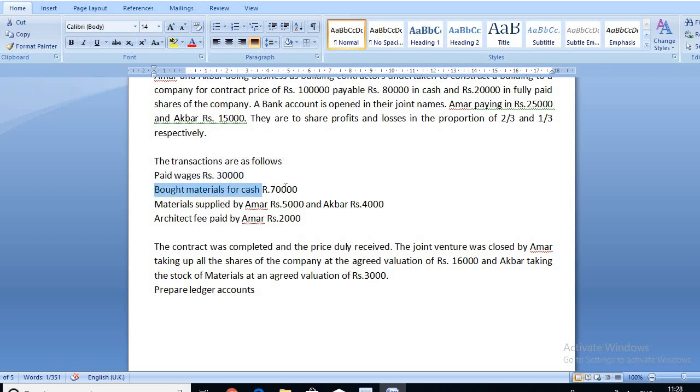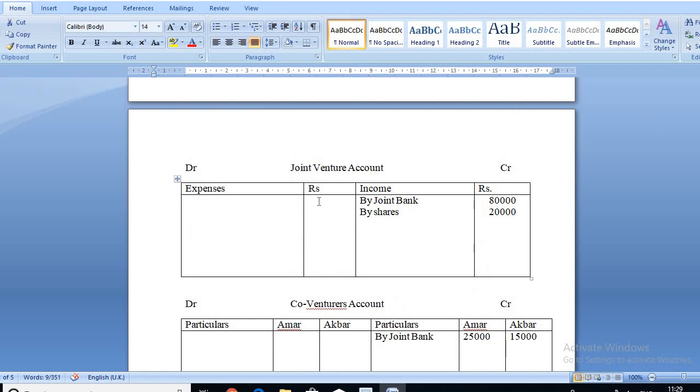Next, bought materials for cash, rupees 70,000. Here also, there is no information regarding who bought materials. So these two payments were made through joint bank. 30,000 plus 70,000 is 1 lakh rupees, expenses paid through joint bank account. These two transactions are expenses, and expenses are recorded in joint venture account. Come to joint venture account: 30,000 wages and 70,000 material, total 1 lakh rupees. And who made payment? Joint bank, to joint bank. So one aspect is over.